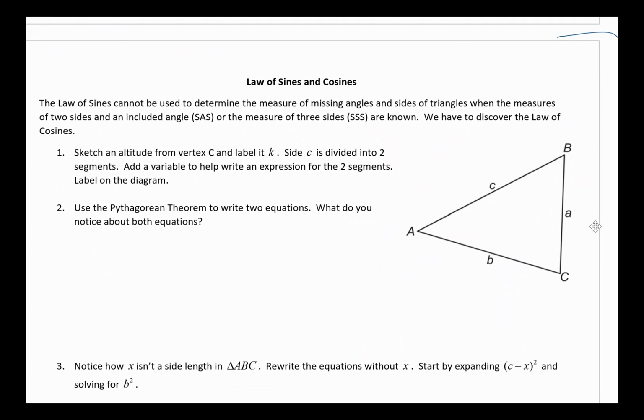Okay, so to work through this one, we're going to start, you're probably going to be able to hear my dog. I'm sorry about that. So sketch an altitude from vertex C and label it K. So I'm going to take my altitude all the way across again and label it K just like we did before. Now side C, so I'm just going to kind of point out that this whole thing here is C. So I'm just going to cross this out for a second. So we're going to label one side to be X, and so we can kind of work through this with our variable X. So I'm going to say that from this intersection here to B, I'm going to call it X. And if the whole thing is C, then this would have to be C minus X is what's left.